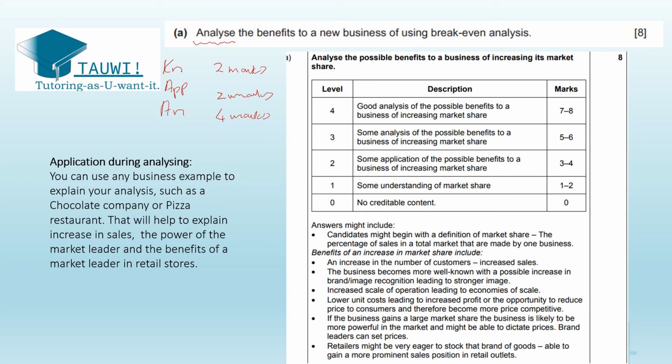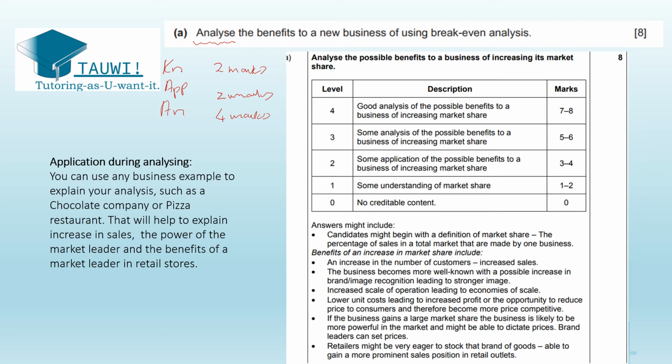Definition of break-even analysis. This is what you do when you look at costs and selling prices and how many units you need to produce to break even. All right, so break-even analysis, explain it, give your definition, and if you get stuck a little bit, give an example. So you are looking at how many units you have to produce to stop making a loss and to start making a profit.